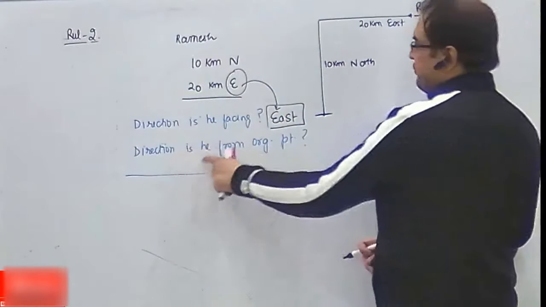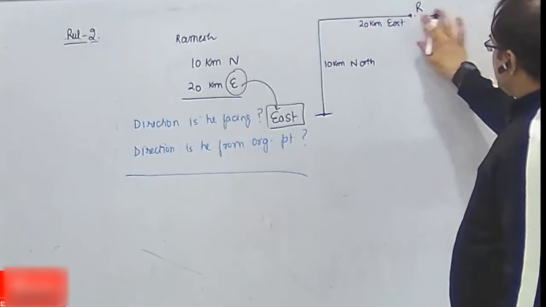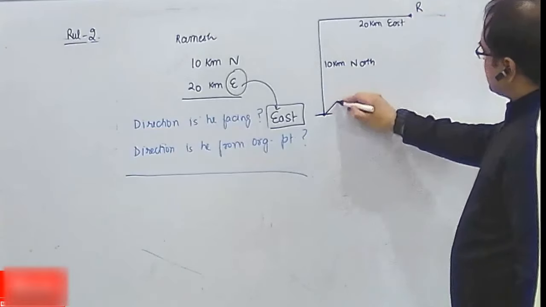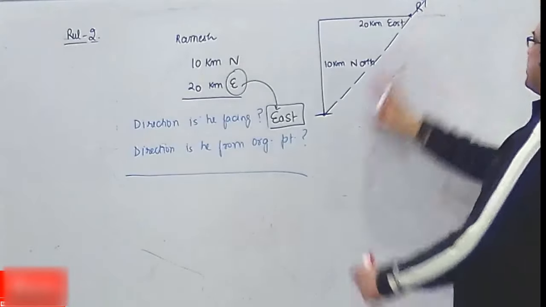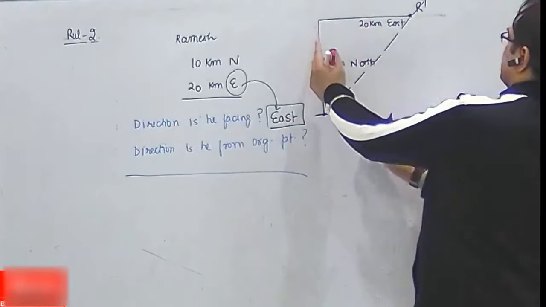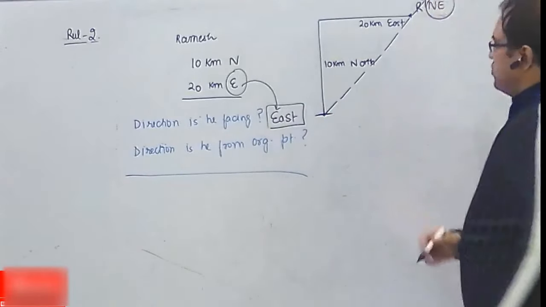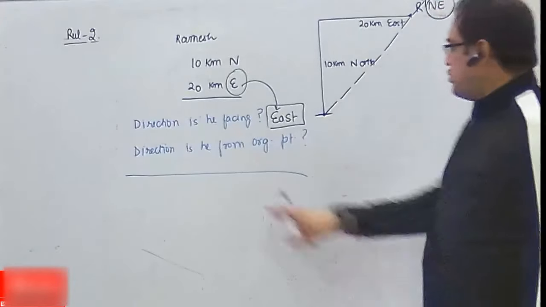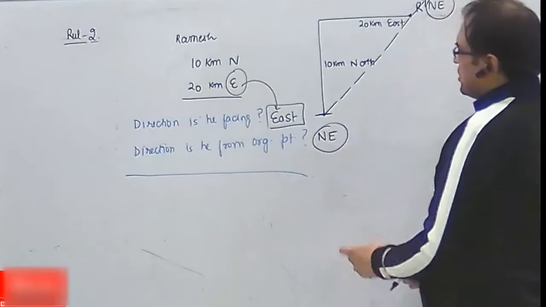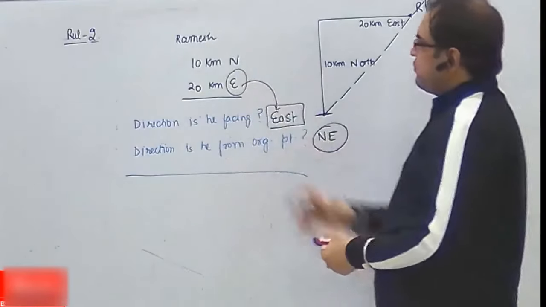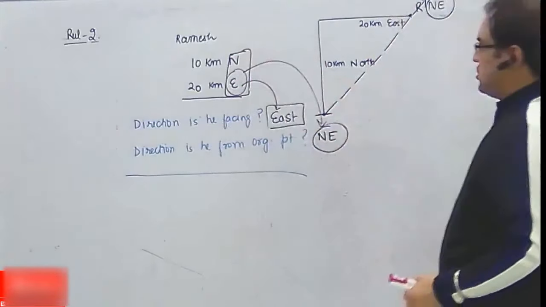And in which direction is he from the original point? This was the original point and now he is here. From this original point, he has moved in this direction, and this direction is basically between north and east. So this is actually northeast. From the original point, northeast is the right answer. What we do is, whichever directions he has moved, we combine these two, north and east. So the final answer here will be northeast.